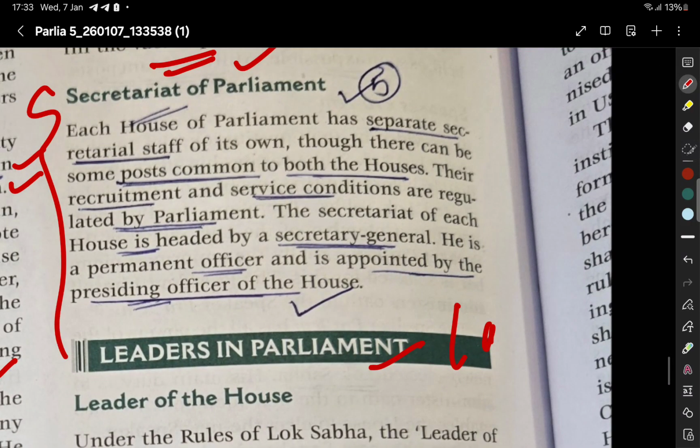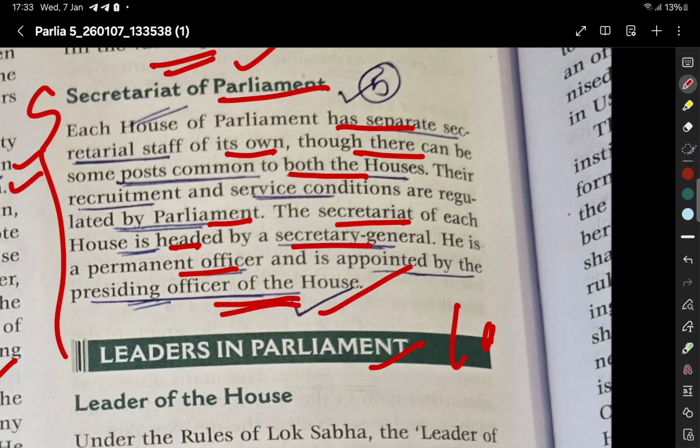Now, coming to the Secretariat of Parliament. Each House of Parliament has a separate Secretariat staff of its own. There can be some posts common to both the Houses. Their recruitment and service conditions are regulated by Parliament. The Secretariat of each House is headed by the Secretary-General. He is a permanent officer of Parliament and is appointed by the presiding officer of the House.